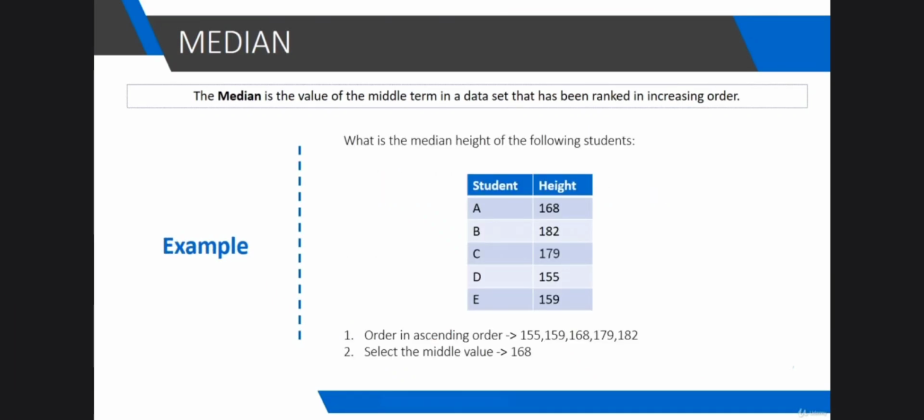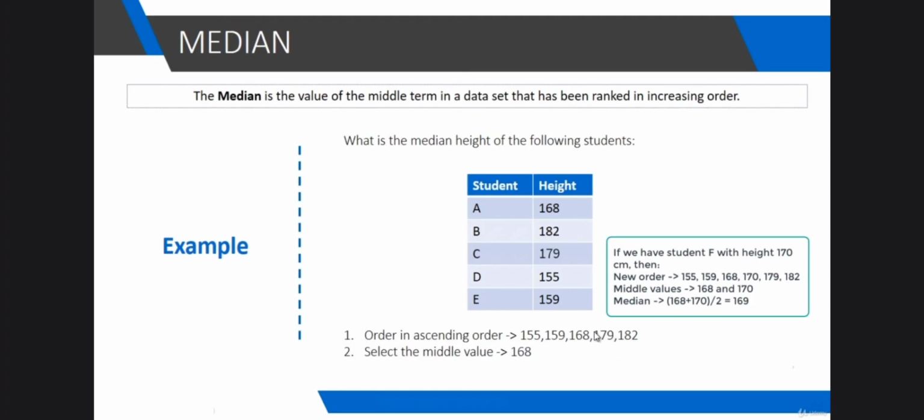Let's see an example. Again, for this data, we will find the median height. So first we order these in ascending order. And next we find the middle value, which is the third value here, which comes out to 168. Suppose we have another student who has a height of 170 centimeters. That value will come at the fourth position. In that case, there will be two values in the middle, 168 and 170. There we will have to average these two values to give the median. So the median in that case will be 168 plus 170 by 2, which will be 169 centimeters.